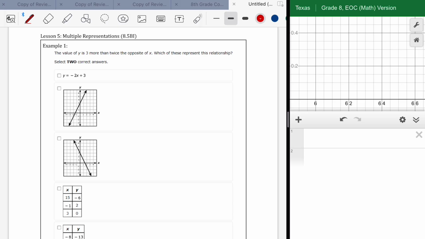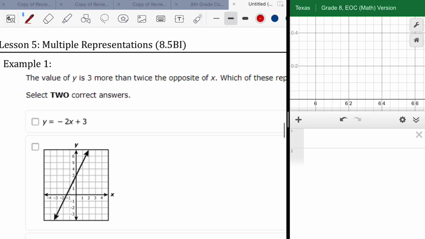We should be able to write an equation by using the given clues. So right here we have y is, which is what? y equals. And we do have a 3 more than. What does it mean, 3 more than? Which is what? 3 plus, right? 3 plus what? 3 plus twice, which is 2 times. 2 times what? The opposite of x. What is the opposite of x? Opposite x is negative x.